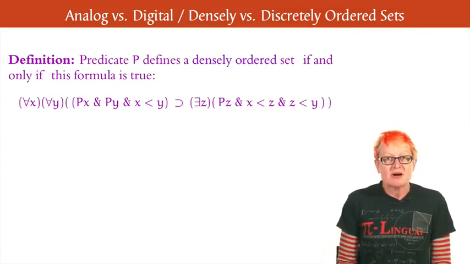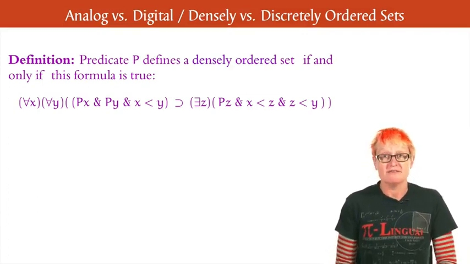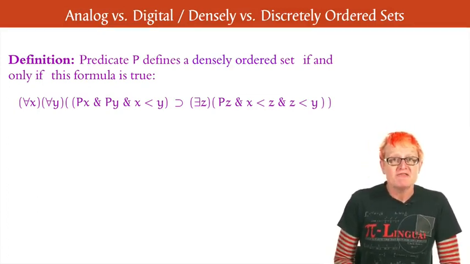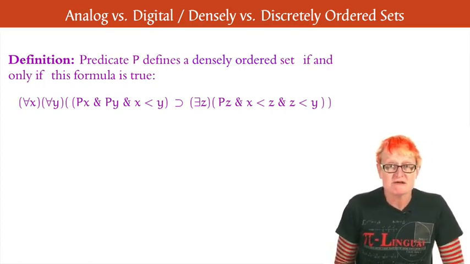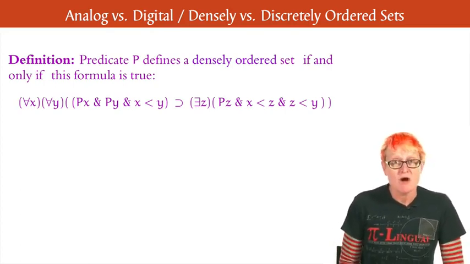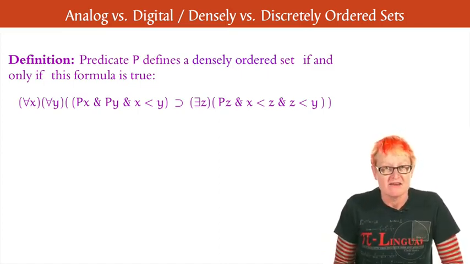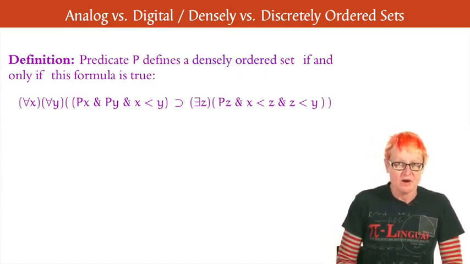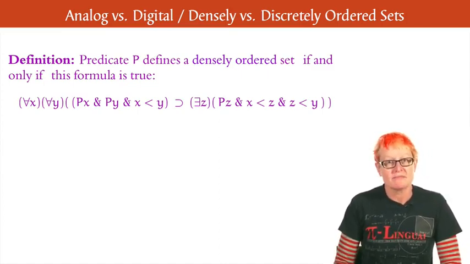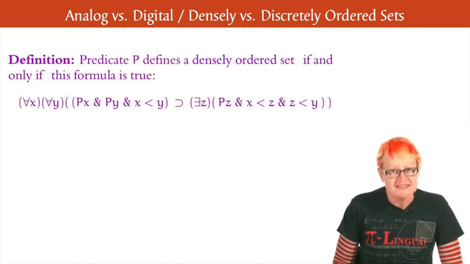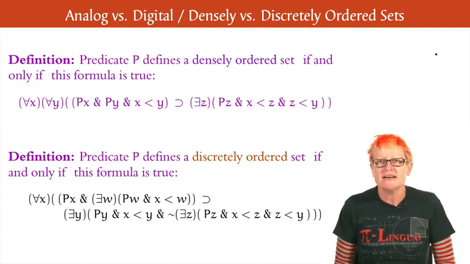Now, we say a one-place predicate P defines a densely ordered set of numbers if and only if the following formula is true. The formula says, for all reals x and y, if x and y belong to the P set and x is less than y, then there exists a number z belonging to the P set that lies between x and y in the ordering. Analog quantities are densely ordered. In contrast, digital quantities are discretely ordered.